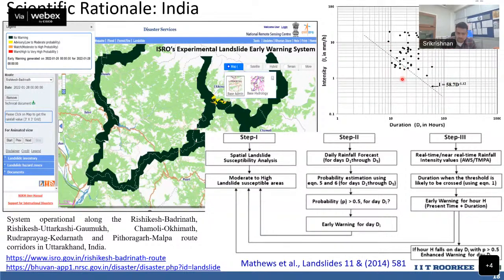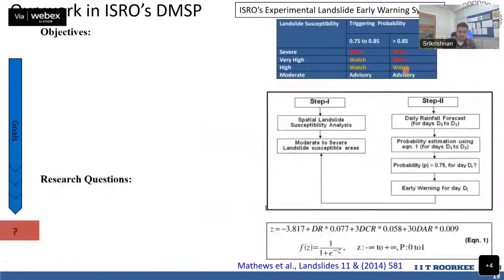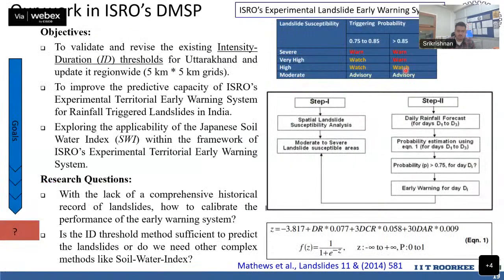Even though the system works well, and even if you click this website and if you visit the ISRO's website or Bhuvan app, you could see the landslide early warning system actually performing for the current day also. But still, we do not have many observational points here. So our work as part of this ISRO's landslide early warning system is to improve the predictive capacity based on our expertise in numerical modeling and defining different thresholds for intensity and duration.